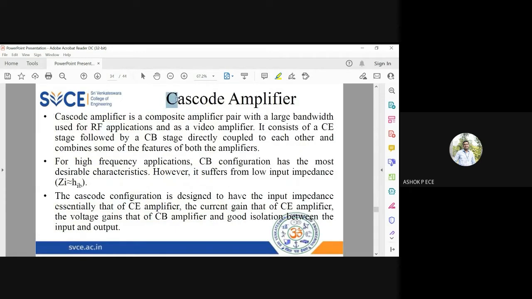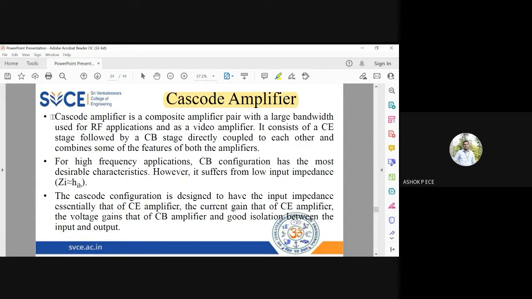So the last type of amplifier we have is the Cascode Amplifier. Cascade means, as I told you, two similar configurations, two common emitter amplifiers. Darlington pair, two common collector amplifiers. Cascode means it is going to have two different amplifiers connected in cascade.